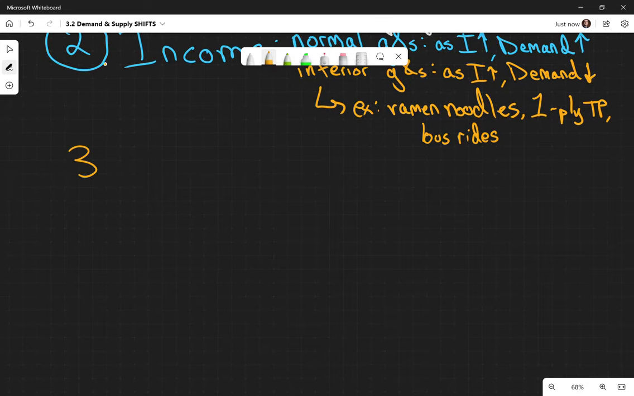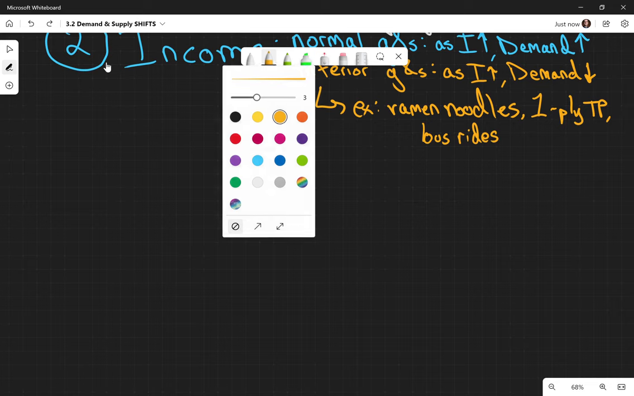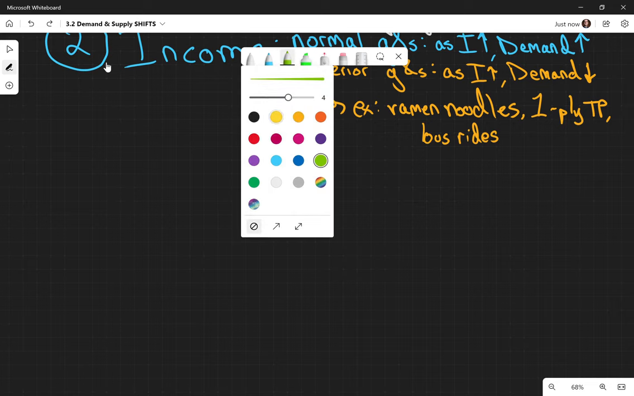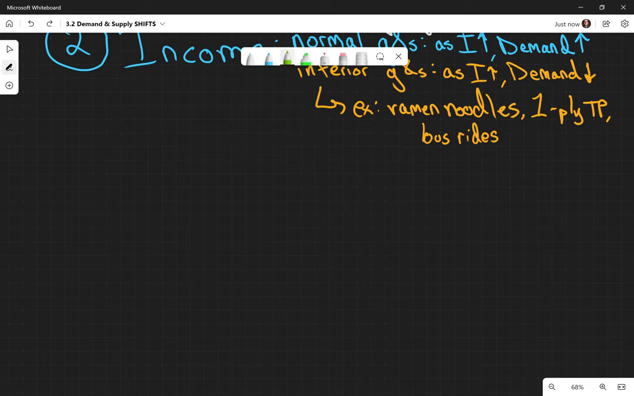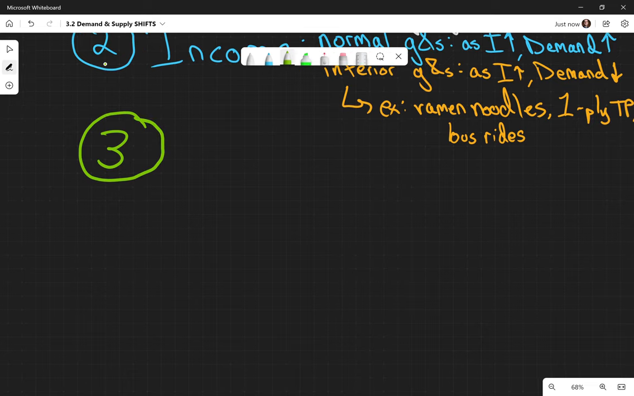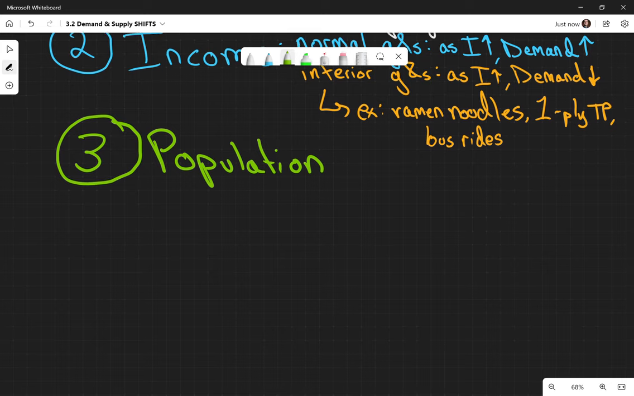So our third demand shifter is going to be a pretty simple one, which is our population. The way to think about why population is in here is because the population is really determining the number of consumers.